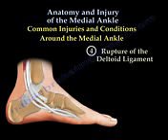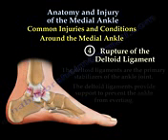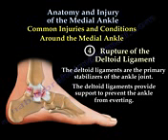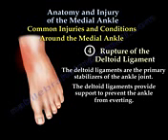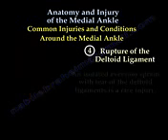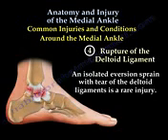The final condition is rupture of the deltoid ligament. The deltoid ligaments are the primary stabilizers of the ankle joint and provide support to prevent the ankle from everting. An isolated eversion sprain with tear of the deltoid ligaments is a rare injury.